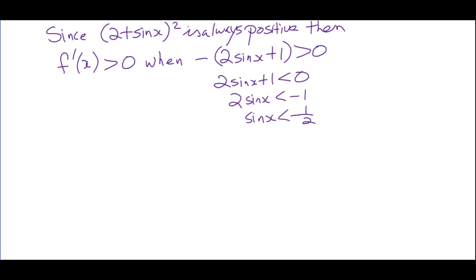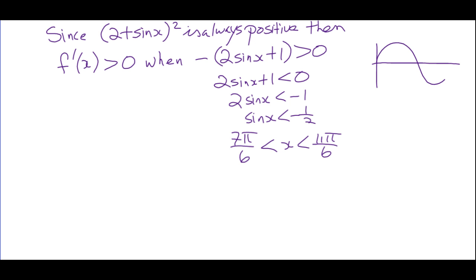And that happens, you have to know a little trig here, strictly less than. So sine x will be less than negative a half from 7 pi over 6 to 11 pi over 6. I don't know how you want to do this. You could say there's negative 1/2, and then figure out that this is 7 pi over 6, using whatever you did in 30-1. I would use reference angle.